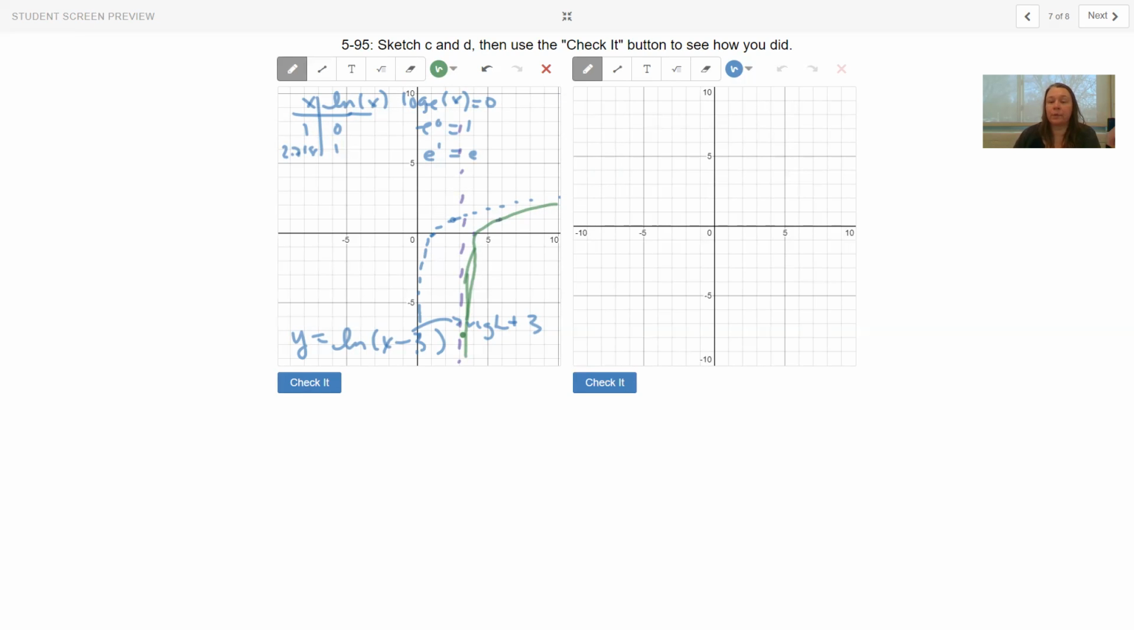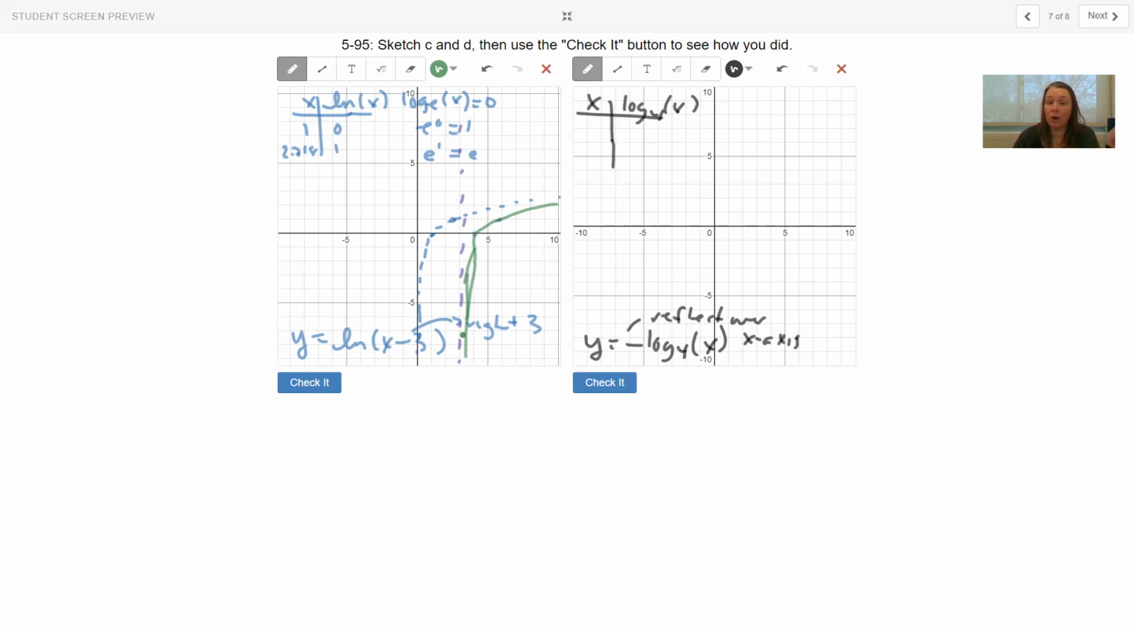All right, so then for part D here, our equation is y equals negative log base 4 of x. This negative is going to reflect over the x-axis. So I'm first going to just make that table again with just the log base 4 of x. And then once I have it, then I'm going to flip it.